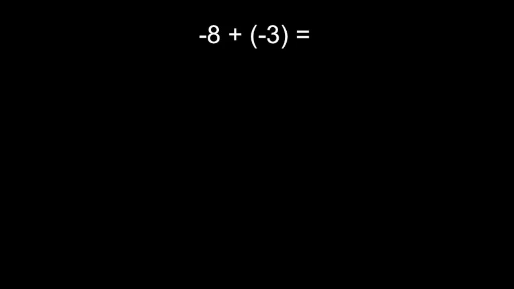Adding integers. Let's start by adding -8 plus -3. There's a lot of ways to do this. You could use integer counters or chips, or you could use a number line. Let's use integer chips.